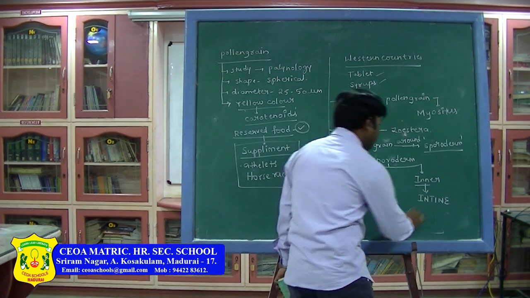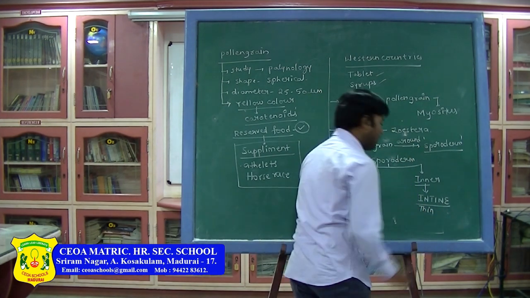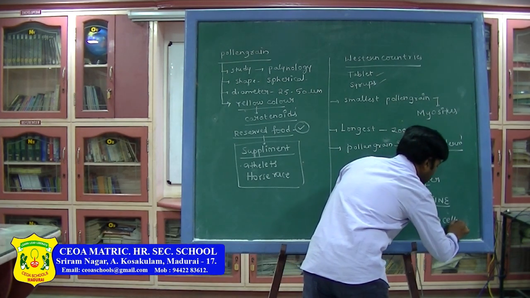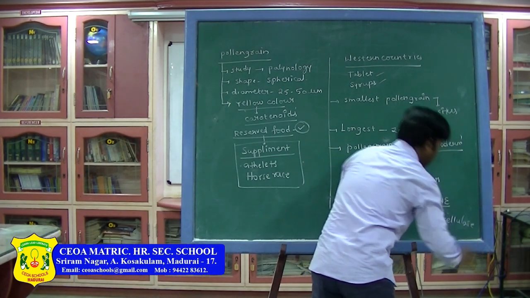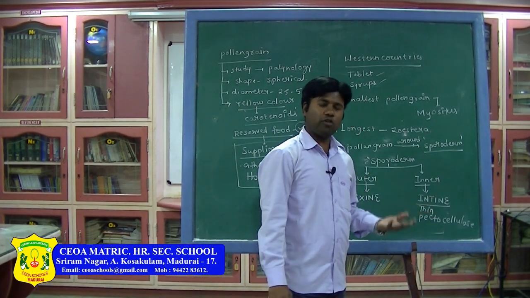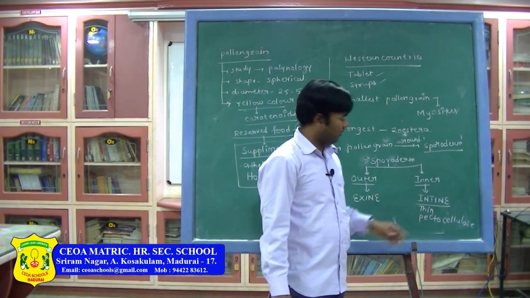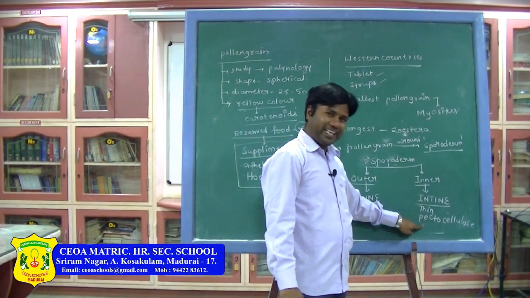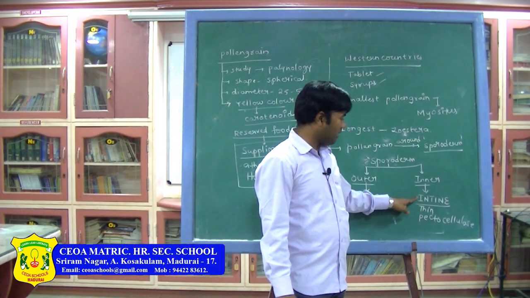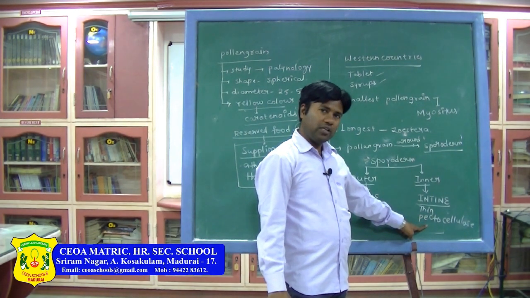Then the intine is thin in nature and it is made up of pectocellulose. It is made up of pectin and cellulose. Pectocellulose, or pectin cellulose, both are the same, there is no difference. The inner layer of the pollen grain is the intine. It is thin and it is made up of pectocellulose.